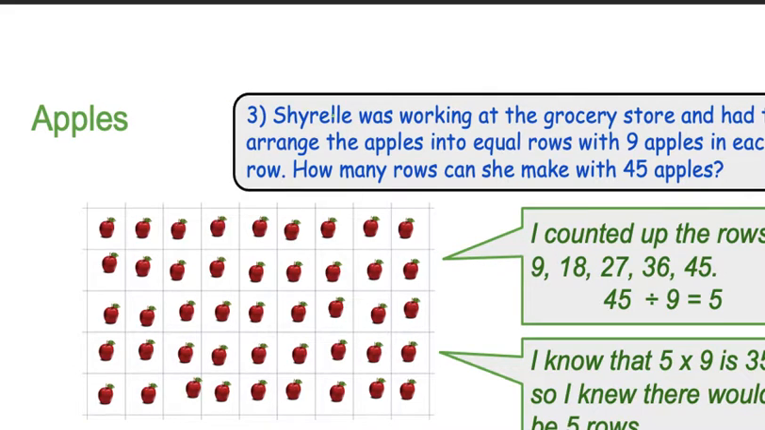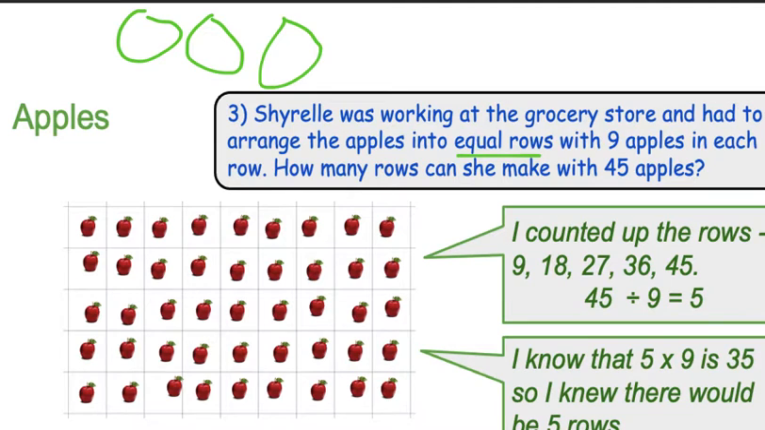So when they see an example like this, Sherelle was working at the grocery store and had to arrange apples into equal rows. When they see equal rows, they should know that it's an array. So going away from making equal groups, this particular story problem has to do with an array because it explicitly says rows. So equal rows of 9. How could she make rows? Can she make them with 45 apples? So she would make rows of 9.